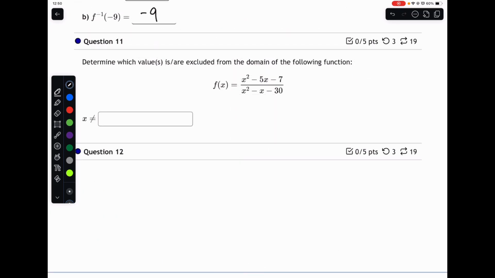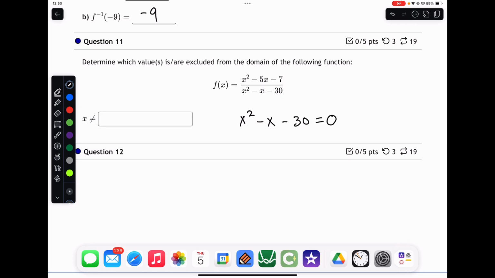Now we're at the halfway marker. So for number 11, we want to determine which numbers are excluded from the domain. So what numbers will make this function have gaps. There are two options. I can graph this and see where the graph breaks apart. Or the other option, which I think is more convenient, is to simply identify the values that are going to make the denominator, which is x squared minus x minus 30, equal to 0. And because I want to solve that equation, I can use decimals as my shortcut.